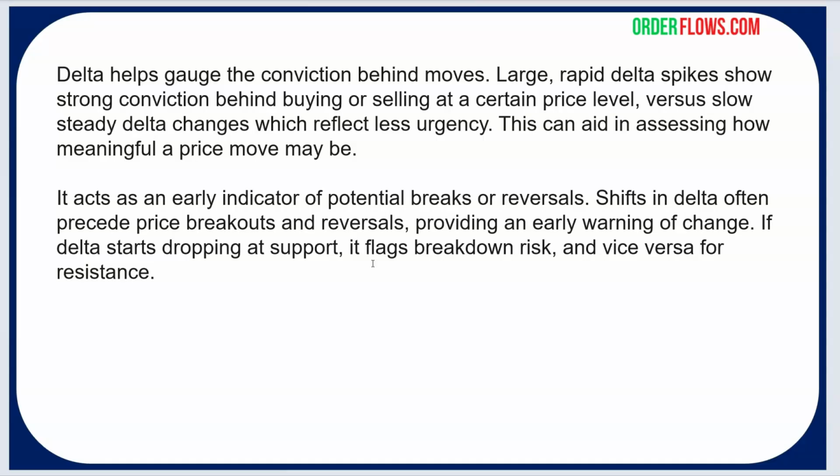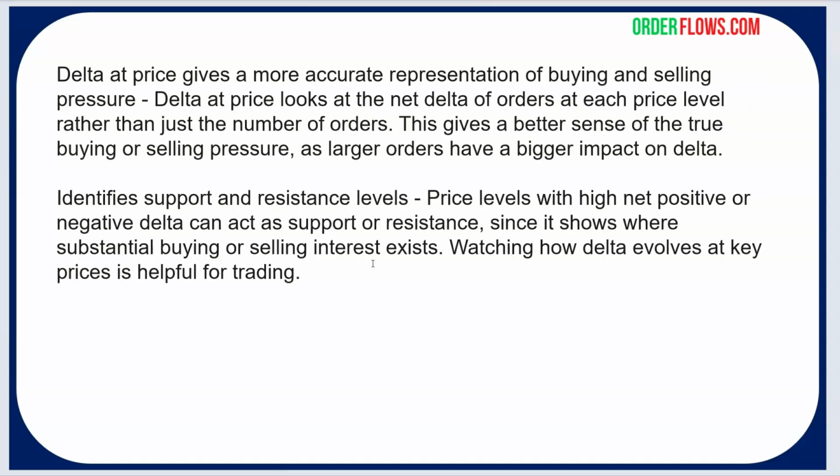Large, rapid delta spikes show strong conviction behind buying or selling at certain price levels, versus slow, steady delta changes which reflect less urgency. So this can aid in assessing how meaningful a price move is. It acts as an early indicator of potential breakouts or reversals. Shifts in delta often precede price breakouts and reversals, providing an early warning of change. If delta starts dropping at support, it flags a risk of breakdown, or vice versa for resistance.